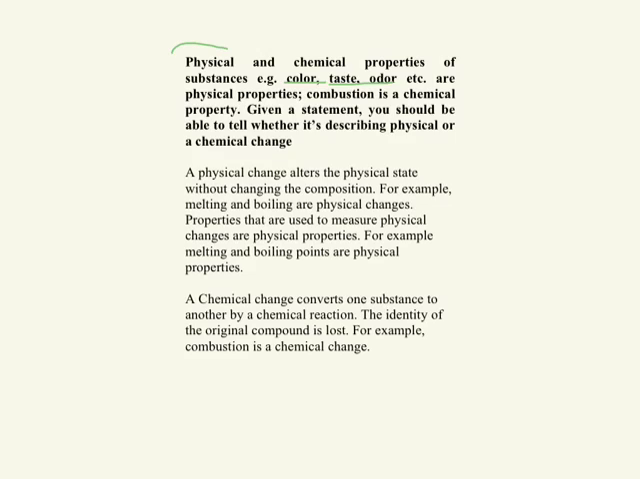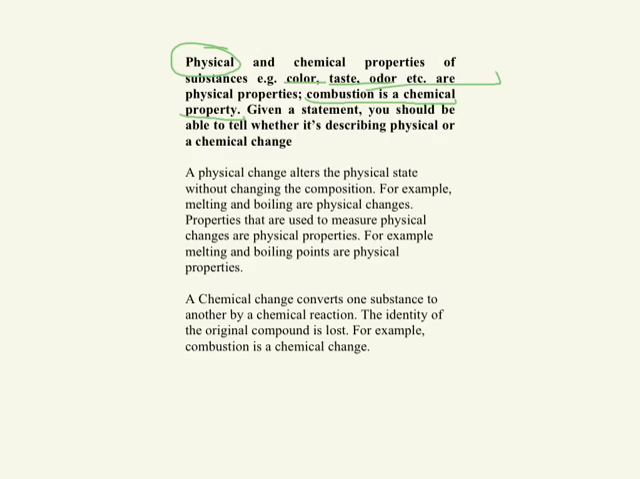Now, what are physical properties? These are inherent in the substance and can be determined without altering the composition of the substance. On the other hand, chemical properties describe the ability of a substance to interact with other substances to form different substances. For example, combustion is a chemical property.